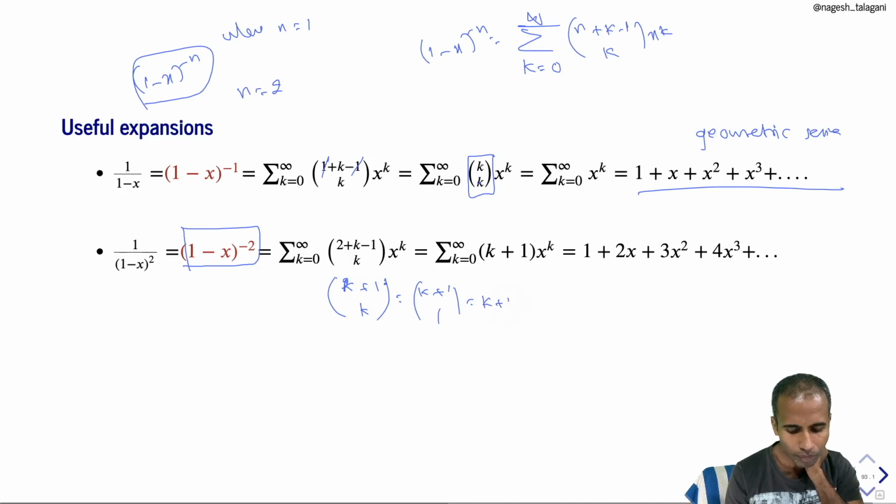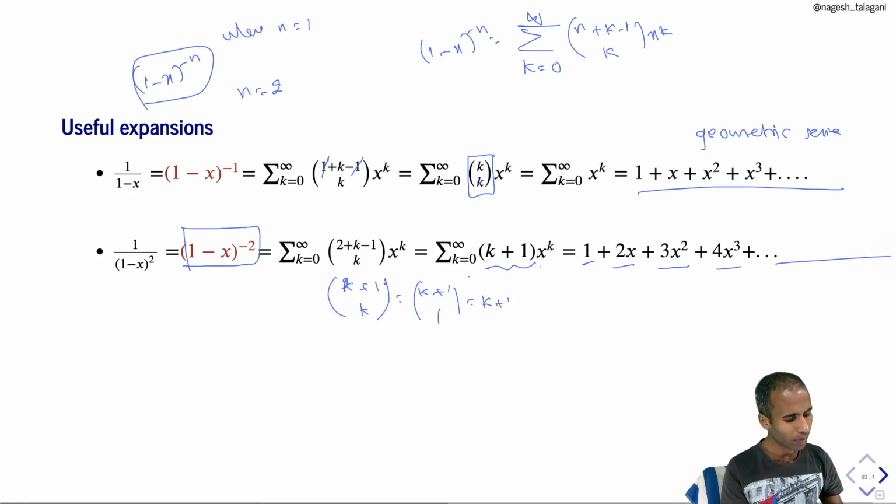That's why summation k equal to 0 to infinity, k plus 1 into x to the power of k. So therefore the series is going to be 1 plus 2x plus 3x square plus 4x cube and so on. Okay, next.